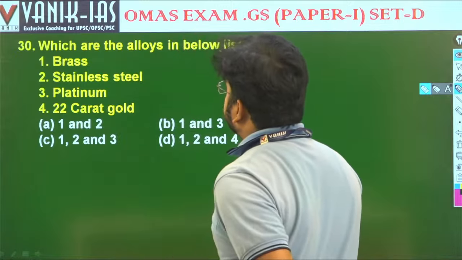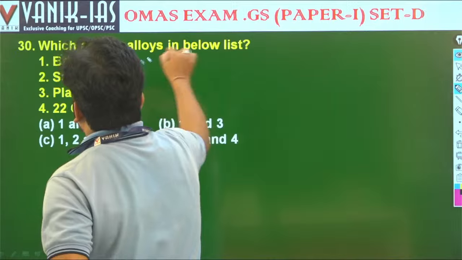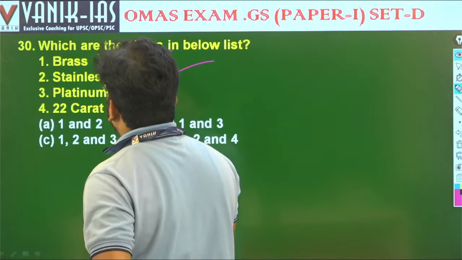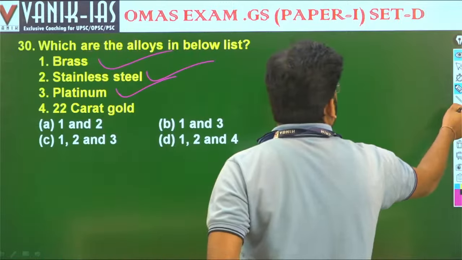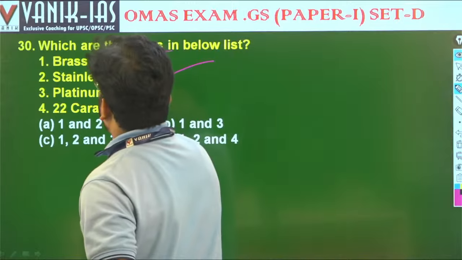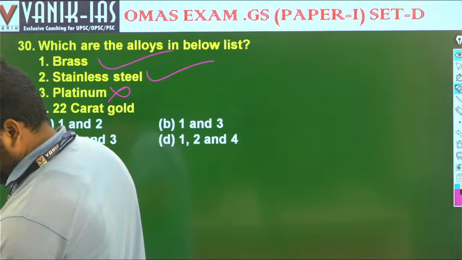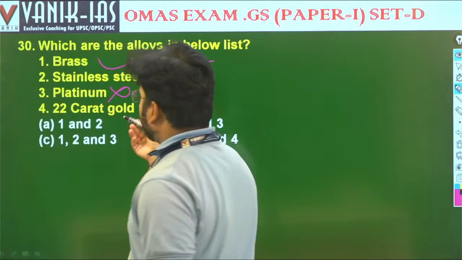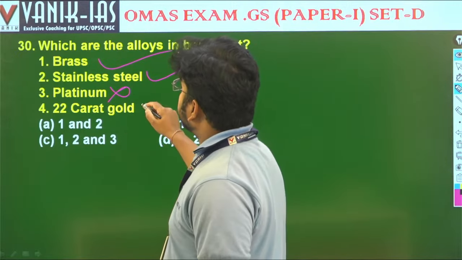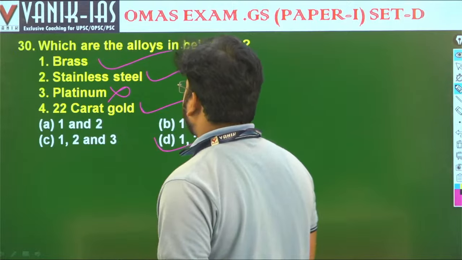Okay, the question is, which are the alloys? You know, brass is an alloy, a mix of two things. Stainless steel is also a mixture. Platinum is not an alloy, platinum is an original metal. This is wrong. And 22 karat gold means something is added to that. So 1 to 4 will be the answer.